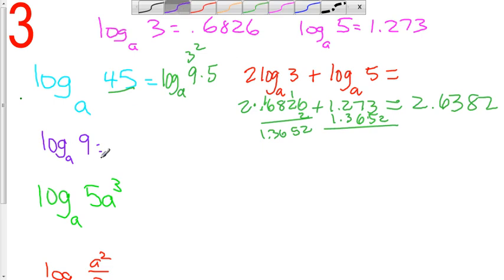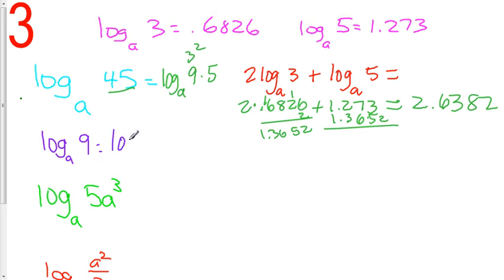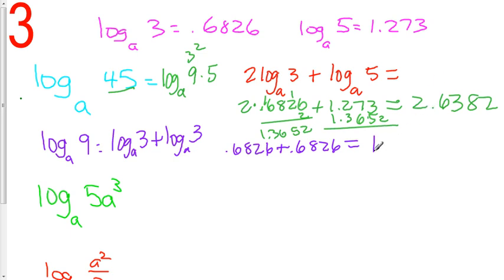Second one, log base A of 9 is the same as saying log base A of 3 plus log base A of 3. Or you can say 2 times log base A of 3. Either way, it's 0.6826 plus 0.6826, or 0.6826 doubled, which is 1.3652.